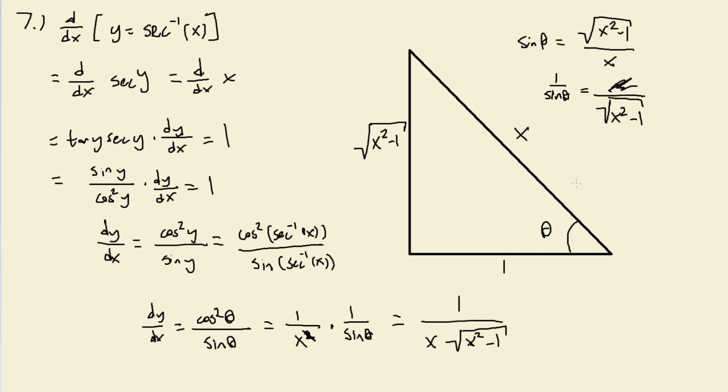And so I'm actually not quite done. I need to say that this is equal to 1 over the absolute value of x, maintaining that this side length of this triangle is always positive. You can't have a negative side length of a triangle. It's not necessary for the other term because we have an x squared term, but now we are finished. And this is the derivative of inverse secant of x.